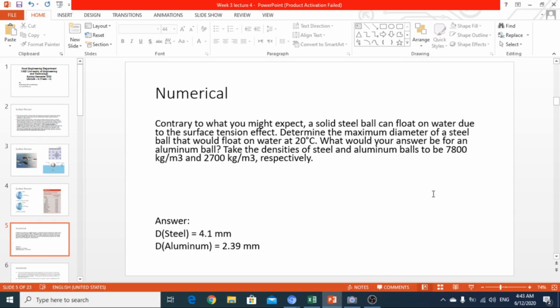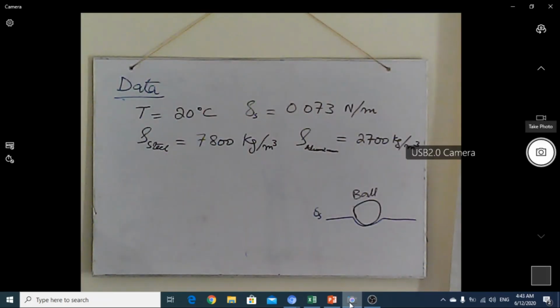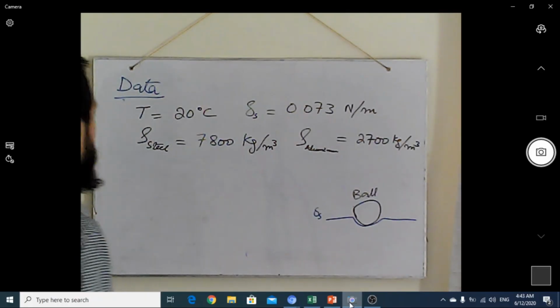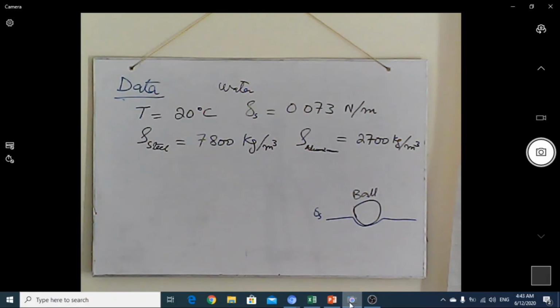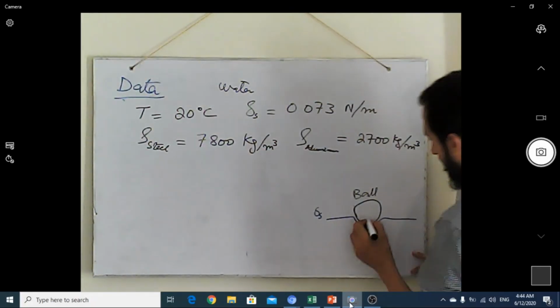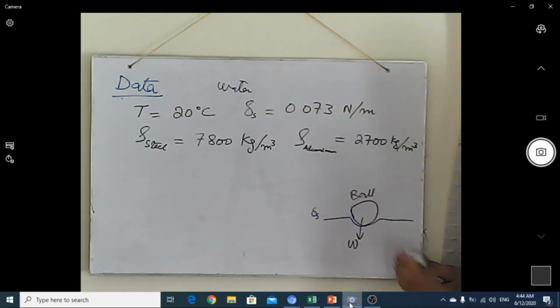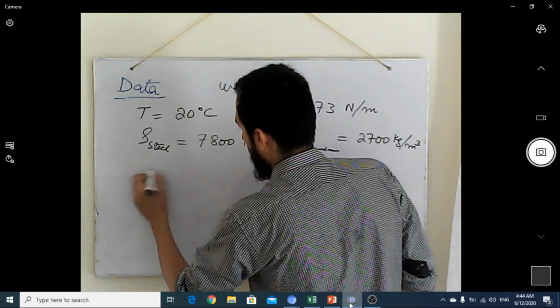So again we move forward towards our whiteboard side. Here you can see, I have prepared the data. The temperature is given, and the surface tension you will get from the table which I have represented on the slide, and this is for water. Now we will balance out the forces acting on the ball. There are two forces, one is the weight, and second is the surface tension.